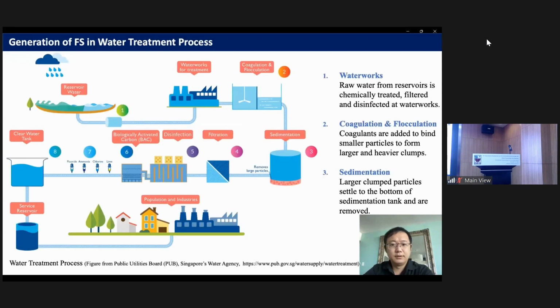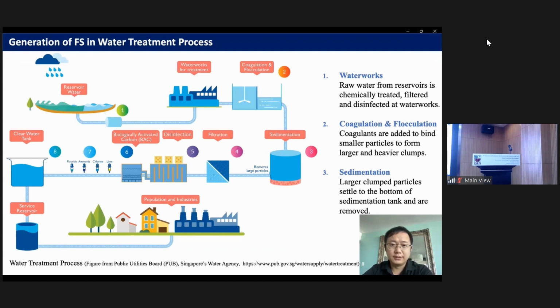Firstly, let's look at the generation of FS. FS is a byproduct generated from the water treatment process. This figure shows the typical water treatment process. In the first step, the raw water from reservoirs is chemically treated, filtered, and disinfected at a waterworks.